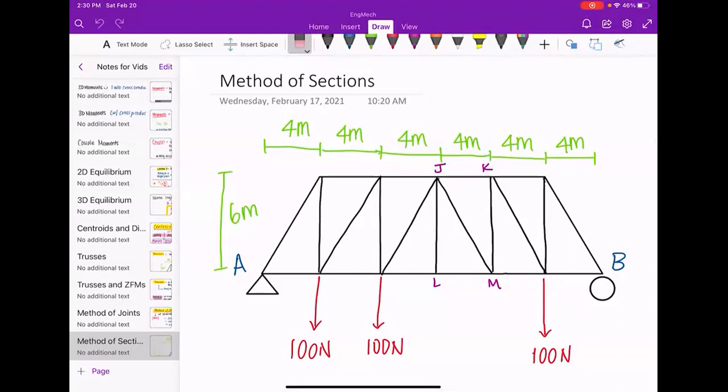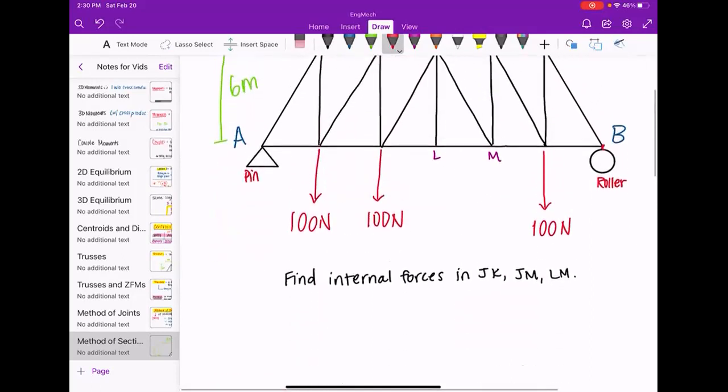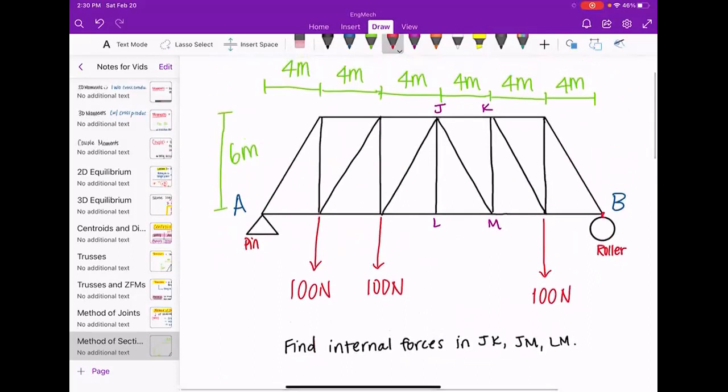Usually there's some supports here. There's a pin on this side and a roller on the other side. We'll just pretend that they're touching each other right here. That's fine. All of my dimensions are labeled. I have some loads at some joints. So basically, the question that we're going to answer is to find the forces in JK, JM, and LM.